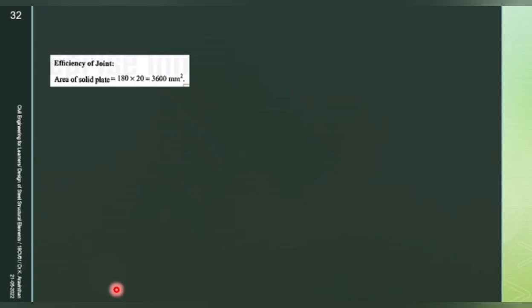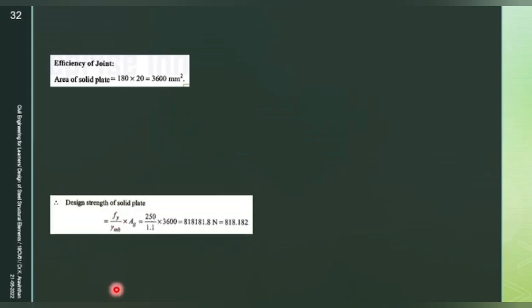What is the area of the solid plate? 180 is the breadth and thickness is 20 mm. This is the solid plate, and if you are finding the design strength of the plate, the formula is Fy into A divided by gamma m0. This is a simple formula.